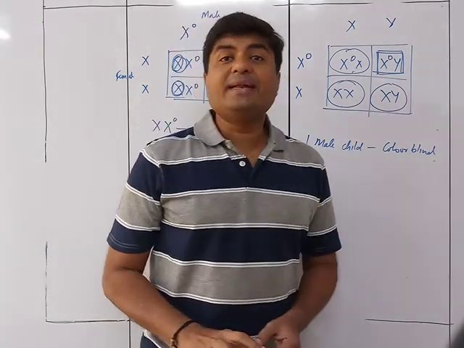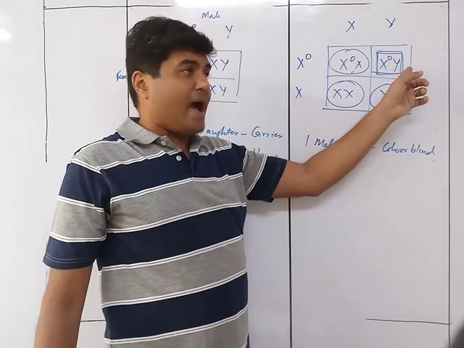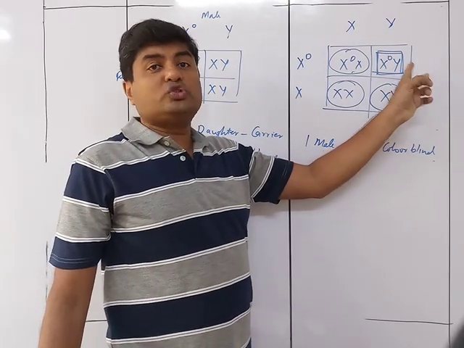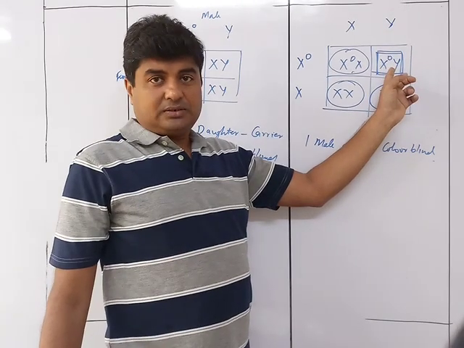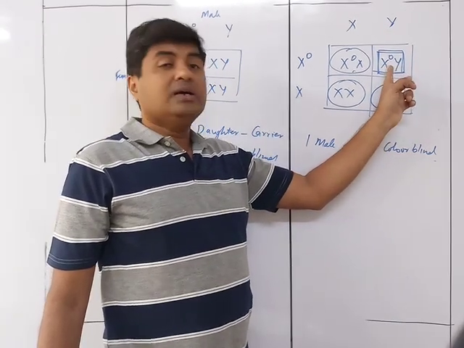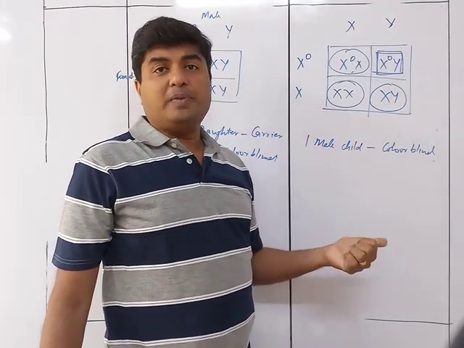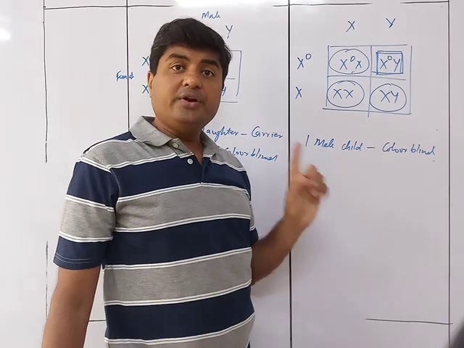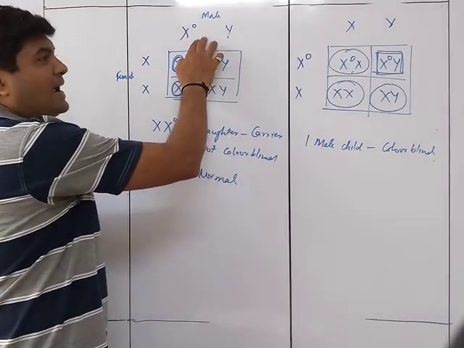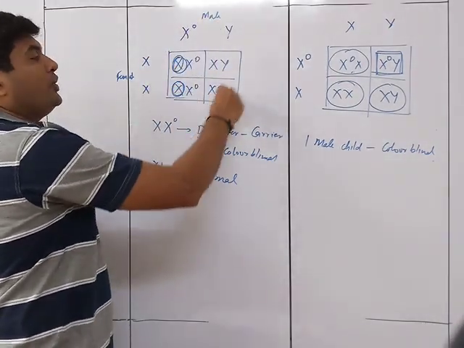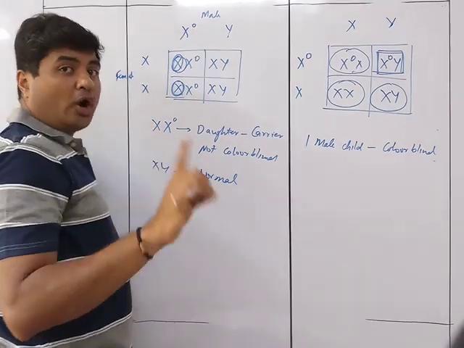Got it? Why did this happen? Because the male gave his good Y, but there was nothing to superimpose the colorblind X with anybody else. Hence, the boy who was born over here was born colorblind. Did you understand this? So you can see that if the male is colorblind, then he will not have any kind of effect on his babies if the female is not a carrier.